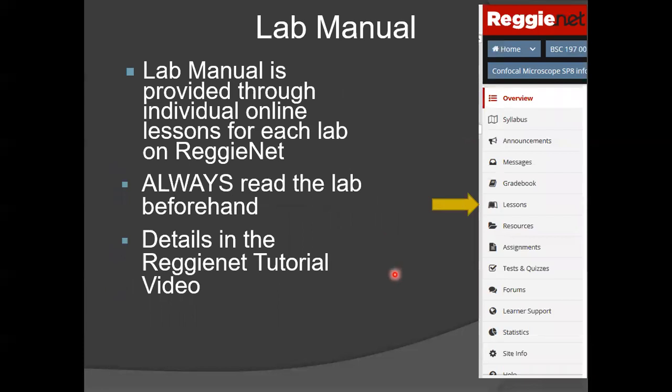You do not need to purchase a lab manual for this lab, as they will be provided to you as PDF documents through ReggieNet. You should always read and be familiar with the lab manual prior to watching any online lectures or lab demonstration videos, so that you have a good conceptual base of what the lab will cover. You'll understand and retain the information provided in the PowerPoint lecture more easily if you are already familiar with the concepts covered. Details of how to access the materials through ReggieNet is provided through the ReggieNet tutorial video located in this lesson.